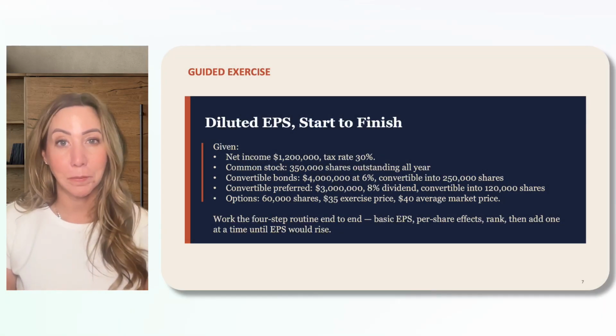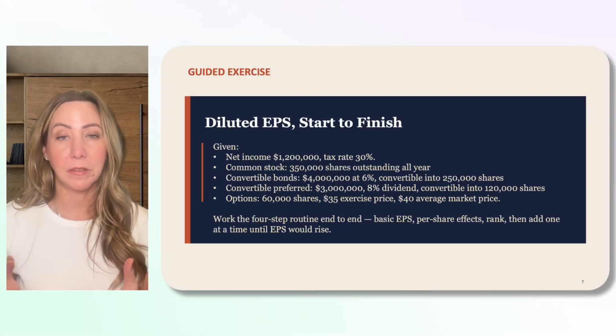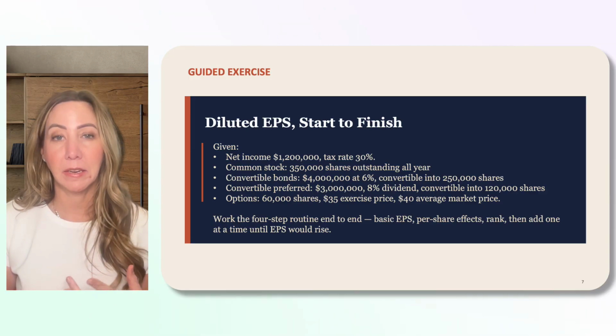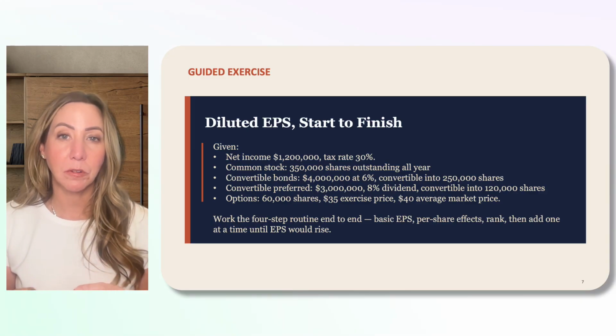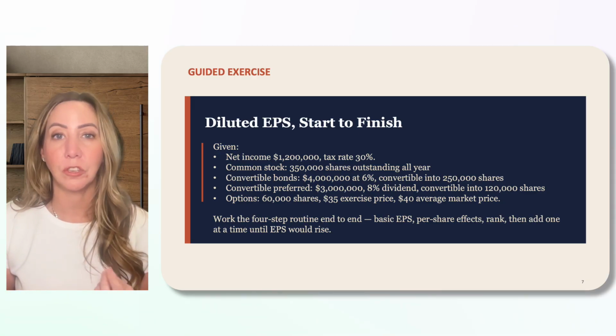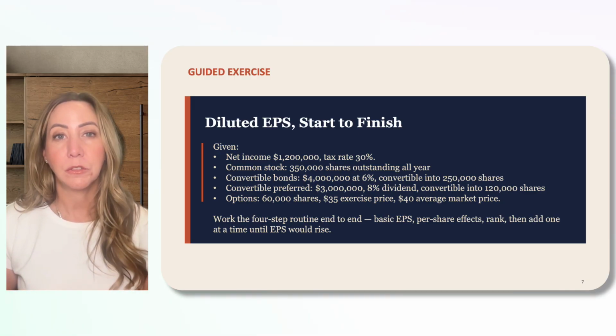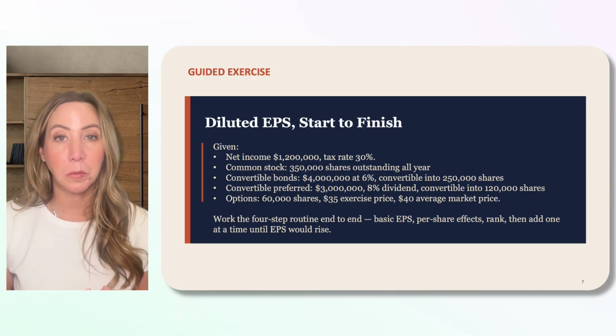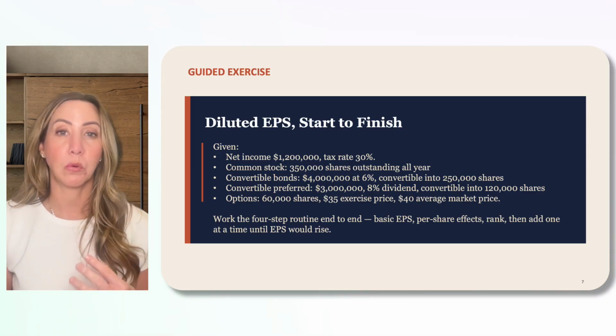All right, let's look at an example. We've been given a bit of information about this company, net income, their tax rate, the number of shares that they've got outstanding. And we've also been given some information about their convertible shares or their potentially dilutive securities. So we've got convertible bonds, convertible preferred stock, and stock options, all 3 in this one problem. So we're going to work through our 4-step process.